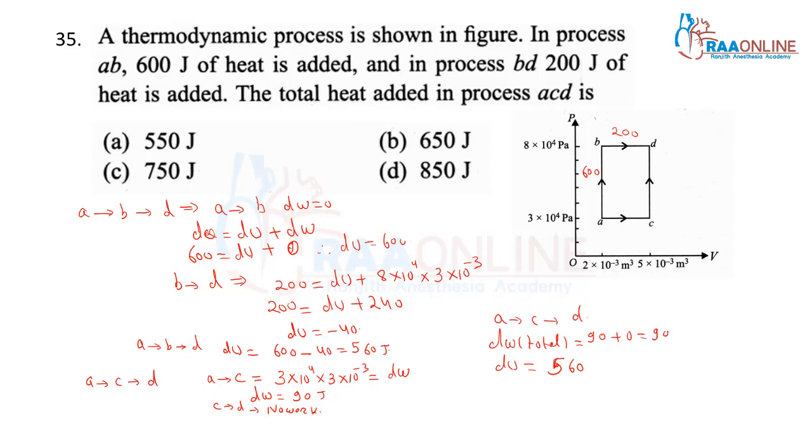So now total heat needed is dq equals du plus dw. du is 560 and external work we need is 90 joule. So we got 650 joule. So we are going with option B.